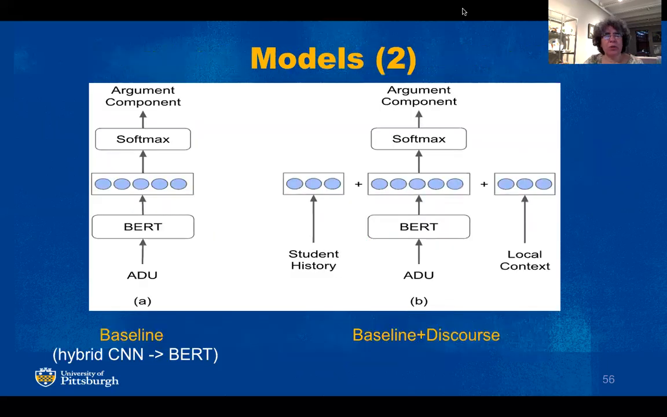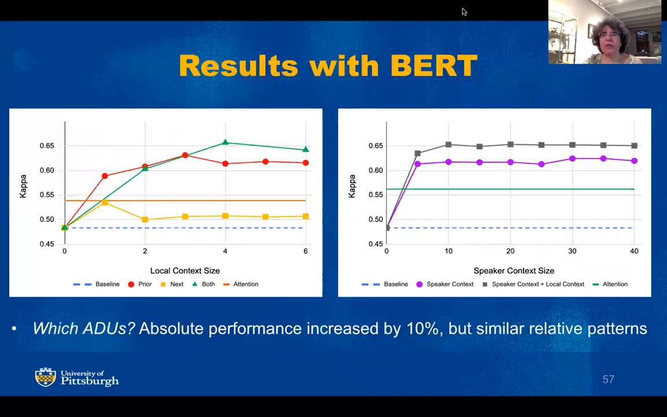In our most recent work, we've been changing our baseline, replacing our hybrid CNN with BERT, which came out since our original argument mining publication. And we basically replicate the experiment, but just the baseline model has now been replaced. And our results are quite similar.